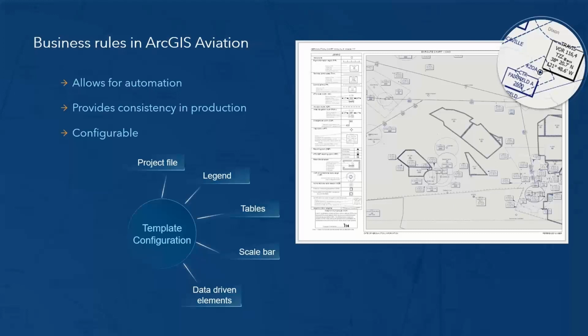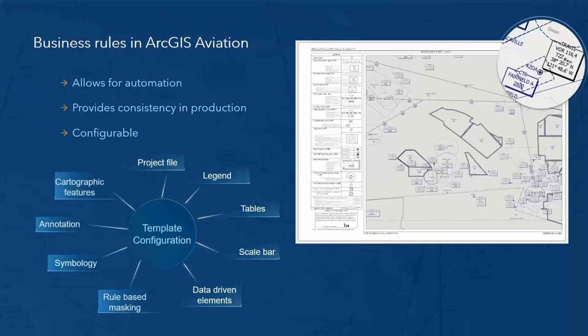These templates can largely be divided into two parts. So there are project-related elements that you see here. That's the project file, the legend, the table, scale bar, data-driven elements. You could almost look at these as the part of the template that is everything outside of the main map or the map extent.